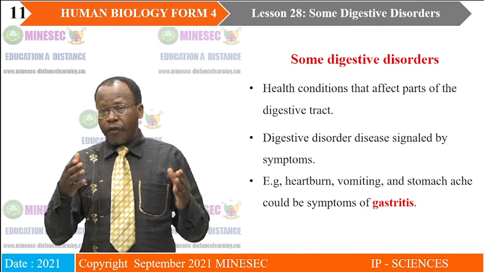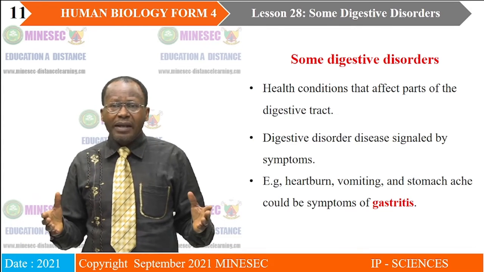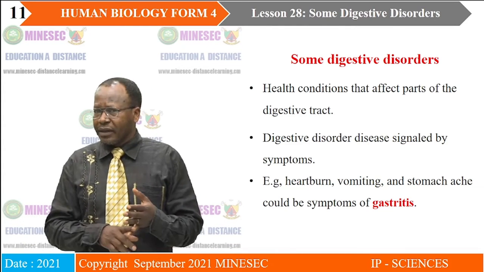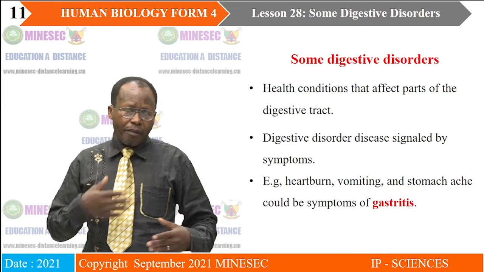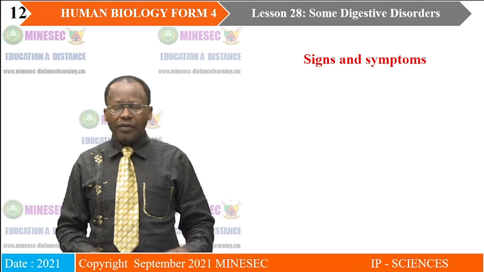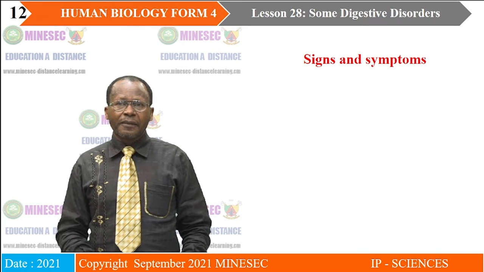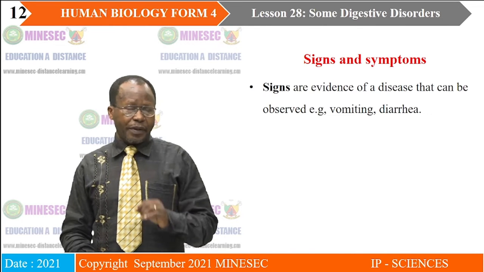Because, for example, if we take gastritis, you see that it can be asymptomatic or can be symptomatic, with heartburn, vomiting, stomach ache, and usually pain in the epigastrium, this upper part of the alimentary canal. So those are some of the signs of gastritis. But I would like us to look at signs and symptoms again in a more detailed perspective.